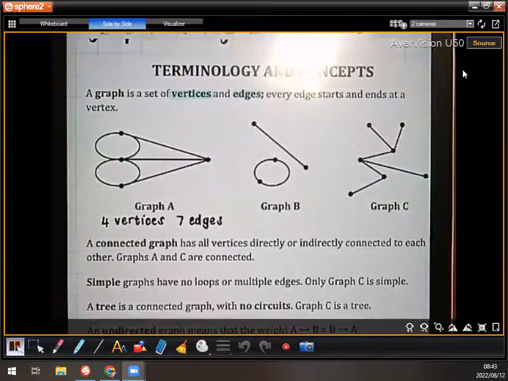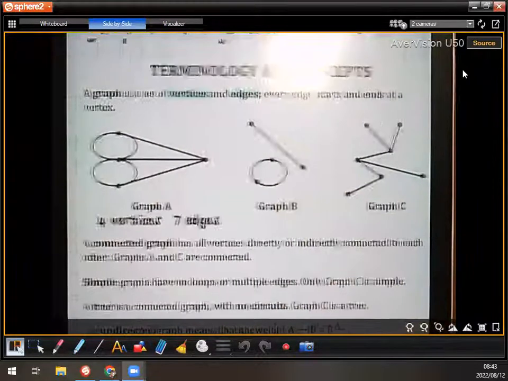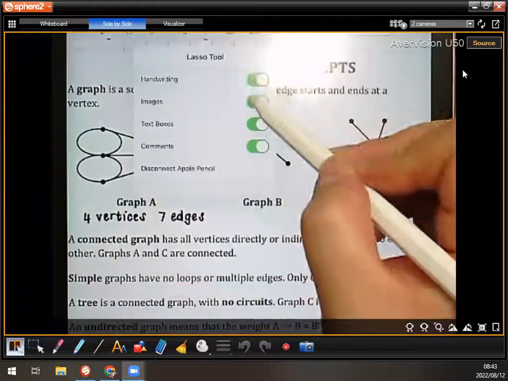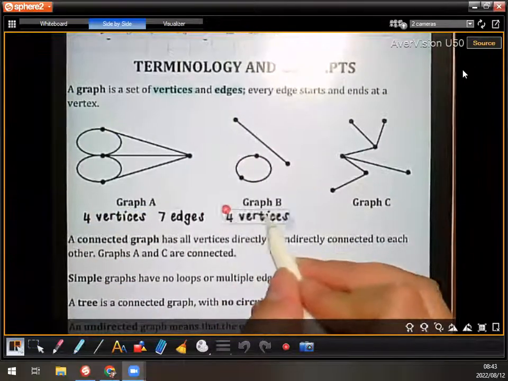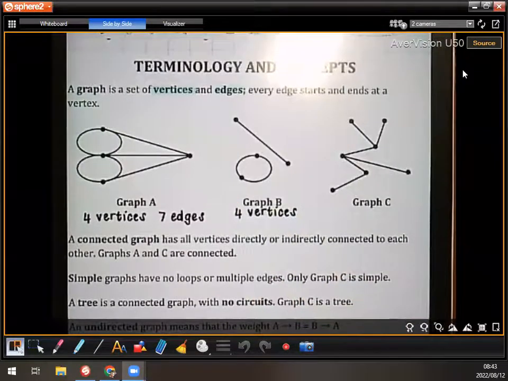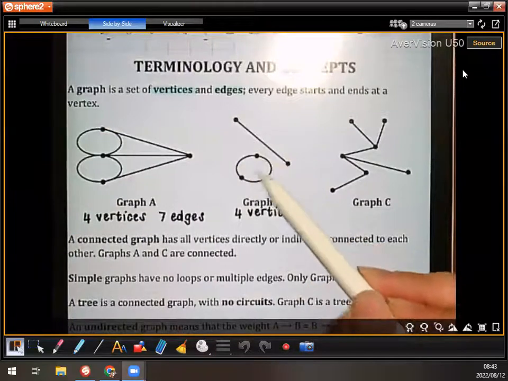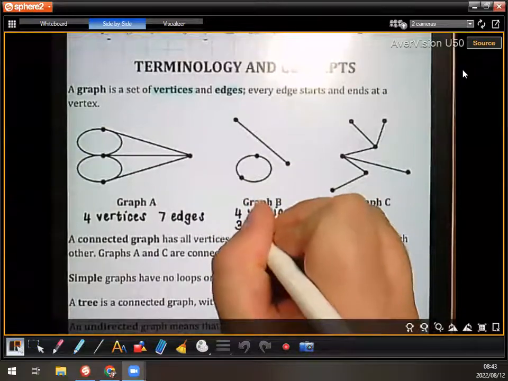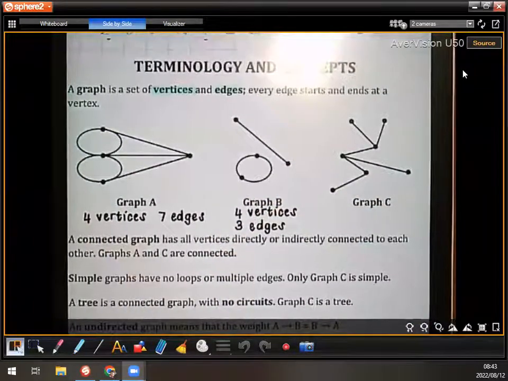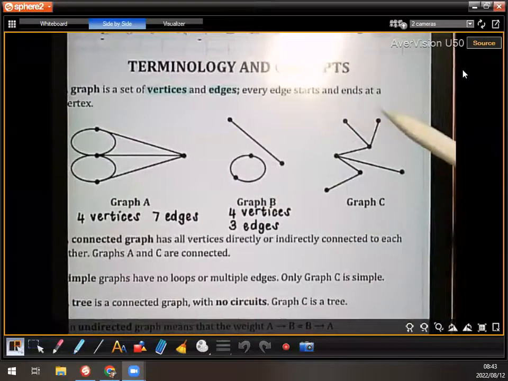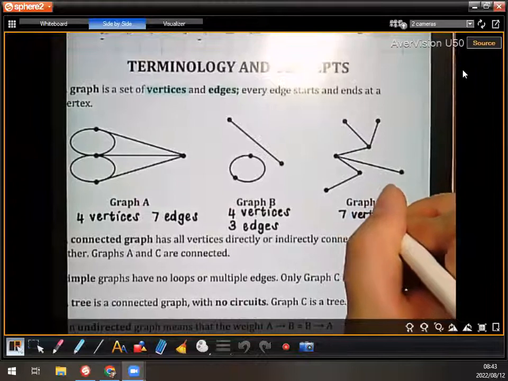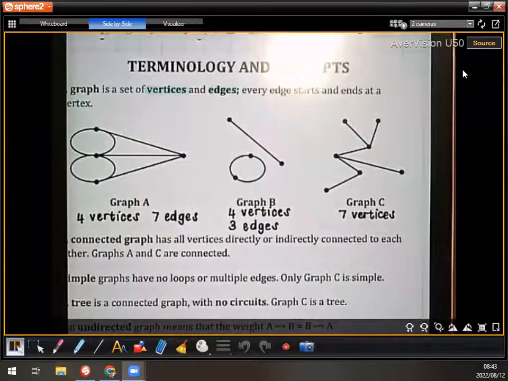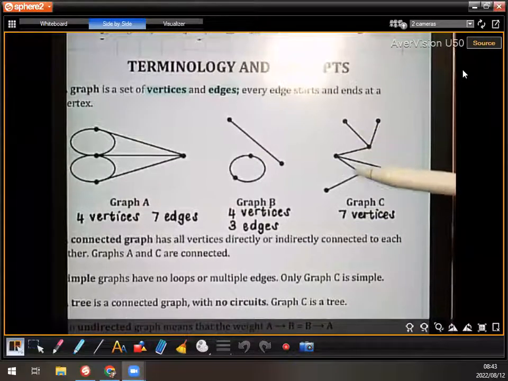For graph B, how many vertices do we have? 4 again, right? Vertices, points. 1, 2, 3, 4. 4 vertices again. And how many edges? 1, 2, 3 edges. So the same number of vertices, but obviously far fewer edges. And for graph C, 1, 2, 3, 4, 5, 6, 7 vertices, right? And how many edges do we have? 1, 2, 3, 4, 5, 6.